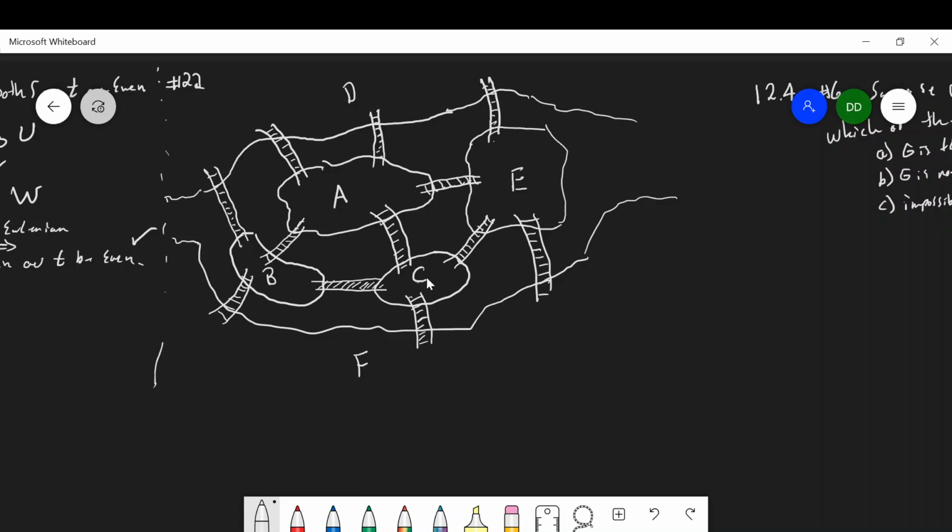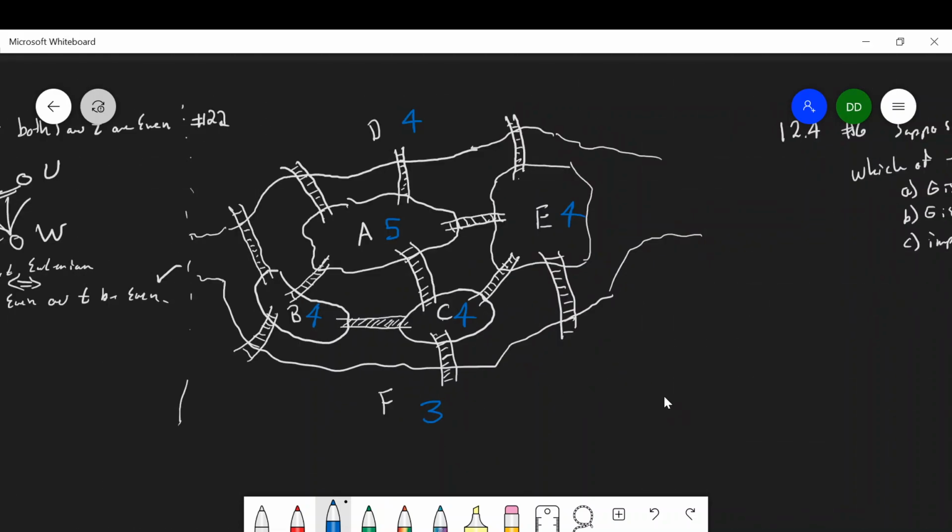So for each landmass, I'm actually not going to draw a graph out of this. I'm just going to look at each landmass. How many bridges are there from each landmass? So D, there are 4 bridges. Let me use a different color to avoid confusion. There's 4 bridges from landmass D, 5 from landmass A, 4 from landmass E, 4 from landmass C, 4 from landmass B, and then 3 from landmass F. So we have exactly 2 land masses with an odd number of bridges coming from.